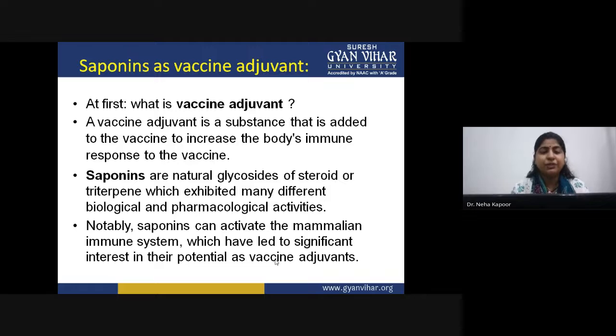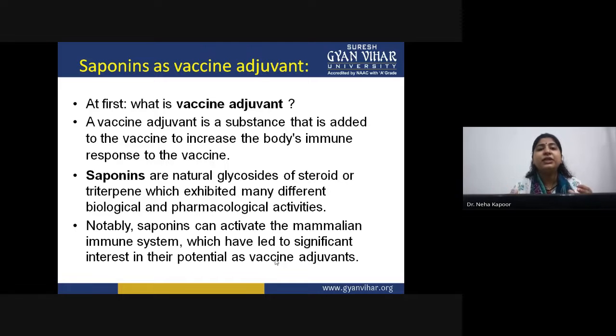Next is saponins. We can use many classes of saponins as vaccine adjuvant also. Till now we have discussed adjuvants in general. Now we are talking about saponins as vaccine adjuvant. A vaccine adjuvant is a substance that is added to the vaccine to increase the body's immune response towards a particular vaccine. And saponins, what are saponins?